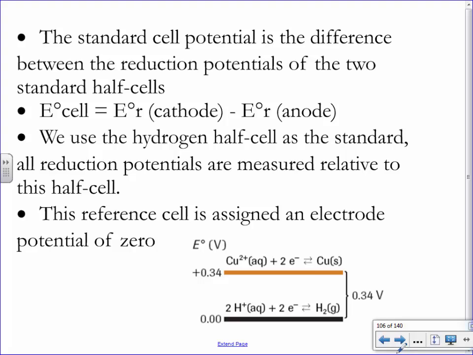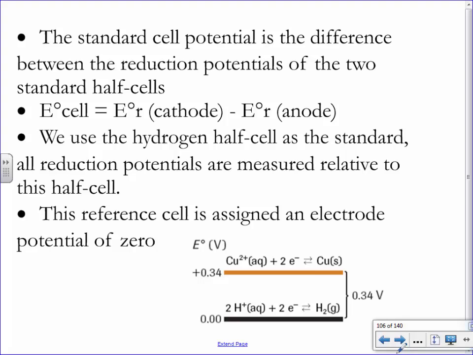Here's the way this works then. If you want to figure out the voltage of your battery, your cell, you just need to know the difference between your oxidizing agents and your reducing agents. This is actually really simple. Find the 2 half reactions, find the 2 voltage values, and subtract them. That will give you the voltage of your battery.